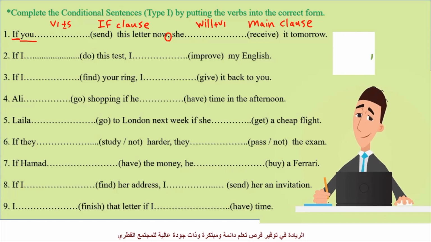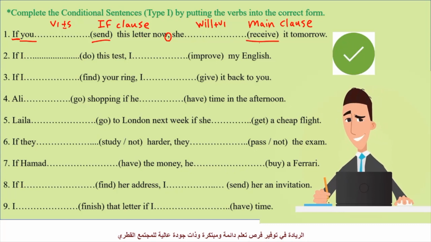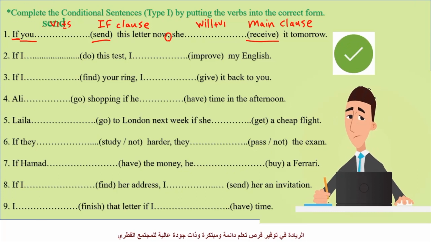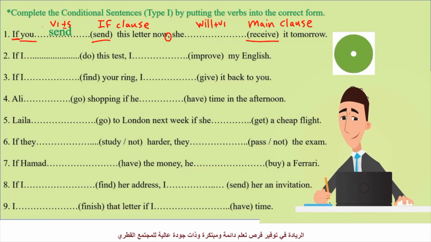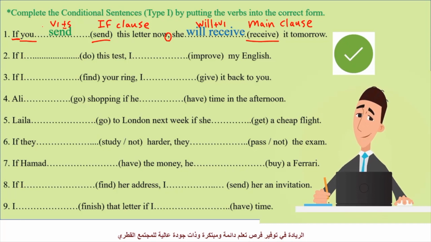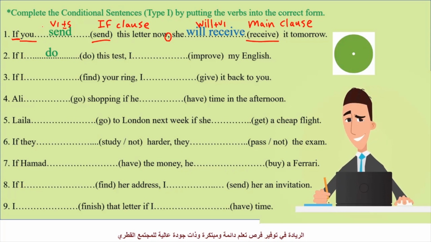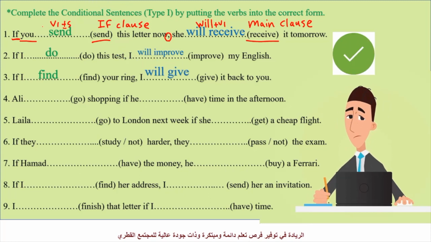If I want to answer these questions using the verbs between the brackets, here we have to look to the subject in the if clause. You is not one of the third person singular, that's why we have to write the verb as it is, which is send. If you send this letter now, she will receive it tomorrow. And here we have another example. If I do this test, because I is not one of the third person singular, I will improve my English. If I find your ring, comma, I will give it back to you.